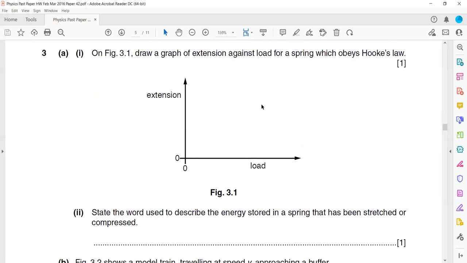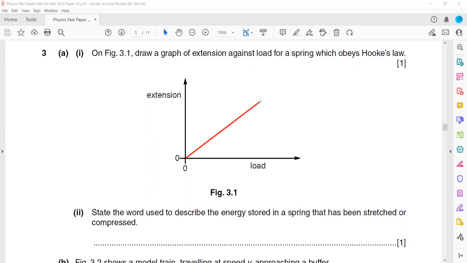In question 3a, on the figure, draw a graph of force against load for a spring which obeys Hooke's law. When a spring obeys Hooke's law, force and extension are directly proportional, so there should be a straight line. As we increase the load, the extension will also increase.